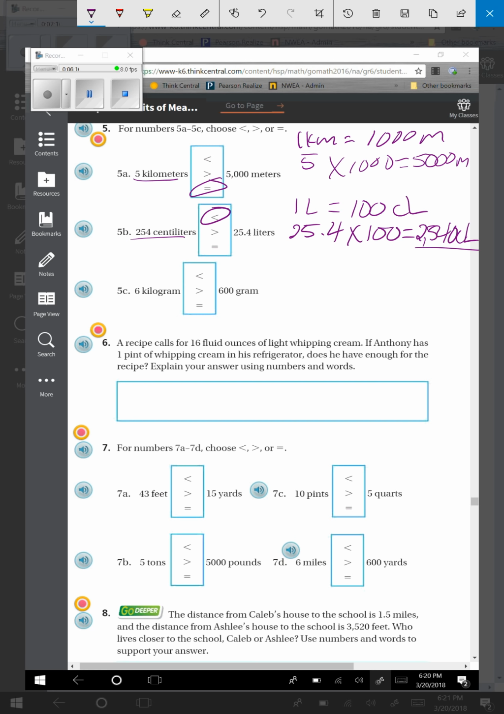So then we take 6 kilometers and 600 grams. 6 kilometers, 6 kilograms. 1 kilogram equals 1,000 grams. So if we take 6 times 1,000, we're going to get 6,000, which is greater than 600 grams.